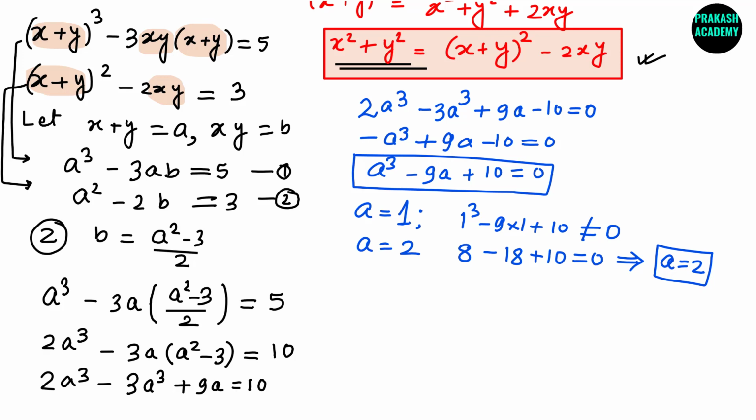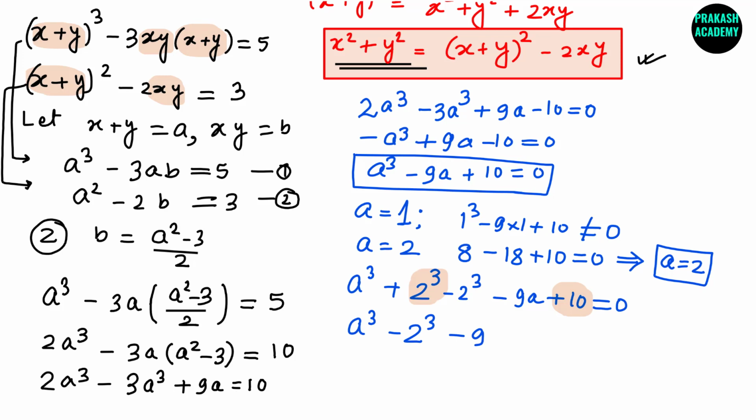Traditionally you can also divide. Or you can add 2a cubed and subtract 2a cubed. So the second method, if I follow, I can write a cubed plus 2a squared minus 2a squared minus 9a plus 10 equals 0. Now I will take these two terms together. So this will become 18, and the left is a cubed minus 2a squared minus 9a plus 18 equals 0.